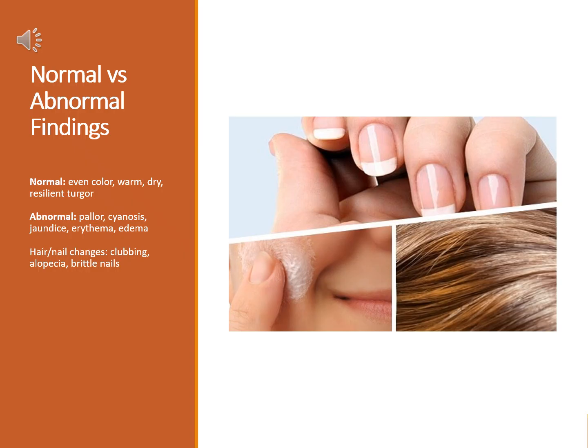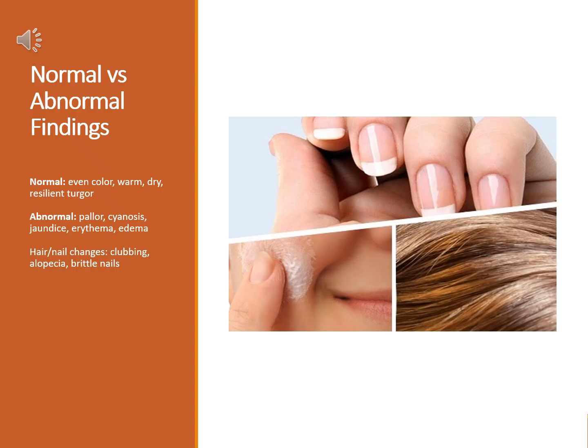We want our skin to be dry, so not too moist or too dry, but it should be normal moisture. So any diaphoresis or sweating could be indicative of hypoglycemia, an MI, severe pain, shock, those kinds of things. It should not be clammy, and it should not be super dry. This can be indicative of dehydration or hypothermia.